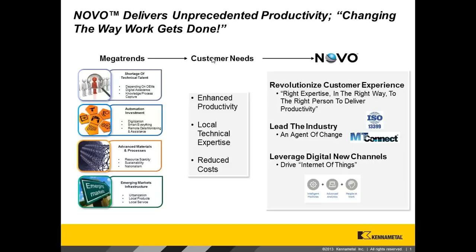And NOVO is a program funded at our board level. It's a strategic program by Kennametal designed to deliver the right expertise in the right way to the right place in the production chain and to deliver productivity. So it's really touching on an overall mega trend. You might have heard of GE's Internet of Things, but NOVO is our entry ticket into this environment.